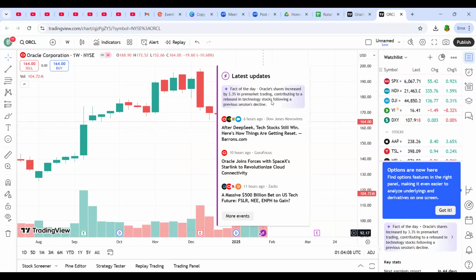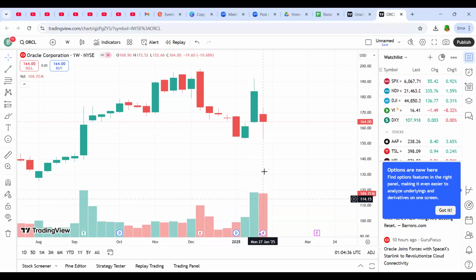What does it say? Latest updates. Fact of the day, Oracle shares increased by 3.3% in pre-market trading, contributing to a rebound in technology stocks following a previous session's decline after DeepSeek. Tech stocks still win, here's how things are getting reset. Oracle joins forces with SpaceX Starlink to revolutionize cloud connectivity. Massive $500 billion bet on U.S. tech future in these companies, and hit more events. Like you want to know what's going on with your company. So not only does it show you charts, it shows you news.